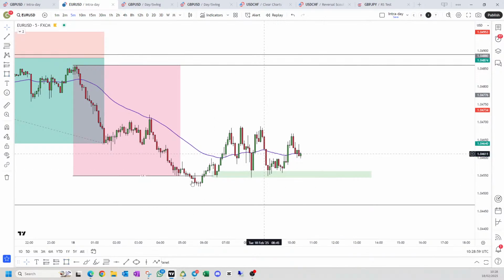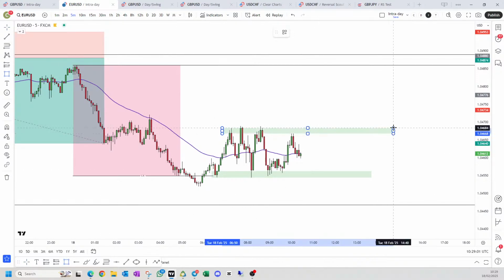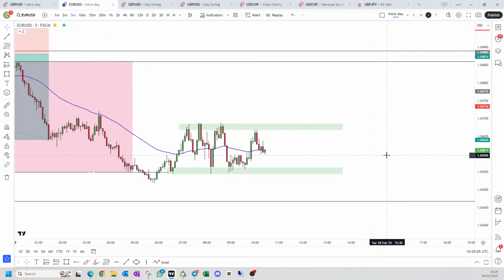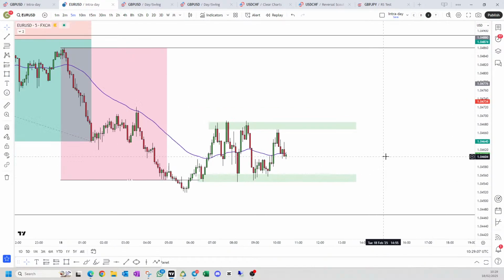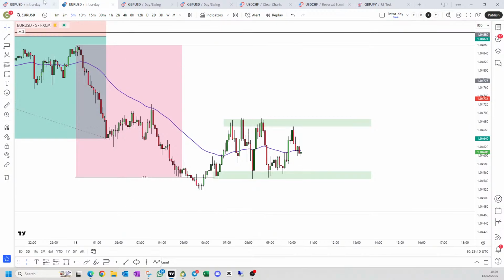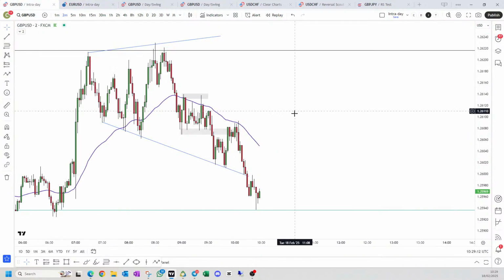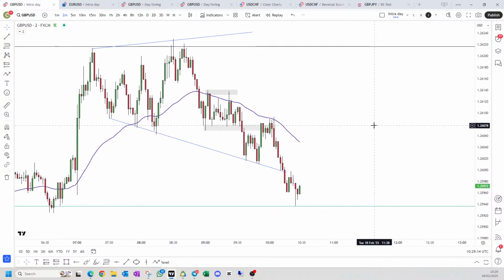There's your lows. There's your highs. Price is just consolidating. You want to see that breakout, form some form of direction afterwards. That's not something that you would sensibly trade. So yeah, right now we're sat on our hands waiting, seeing if anything is worth taking.